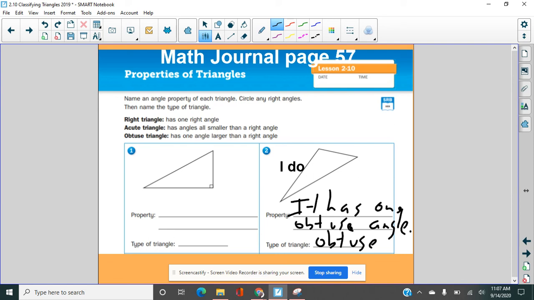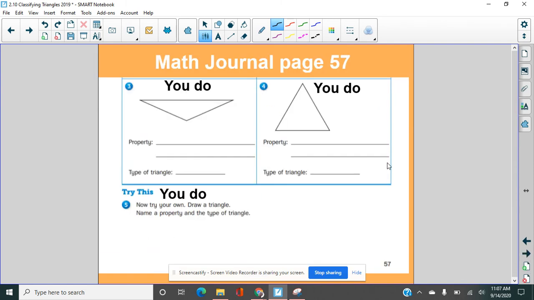Okay, so that's what you're going to do with the other ones. Here's number one, numbers 3 and 4, and then down here you are drawing your own triangle and then telling your own property and the name, the type of triangle it is. All right, if you need help with anything, be sure to reach out to me and good luck.